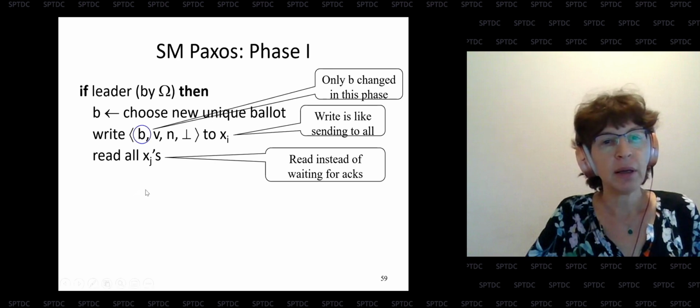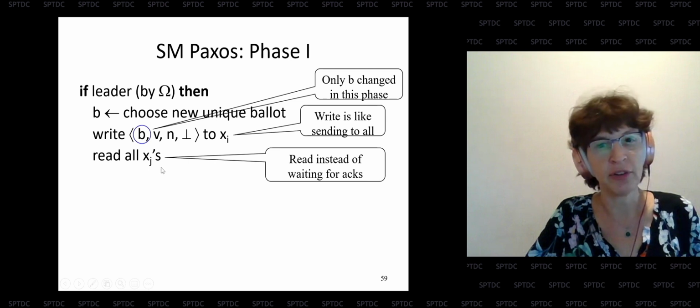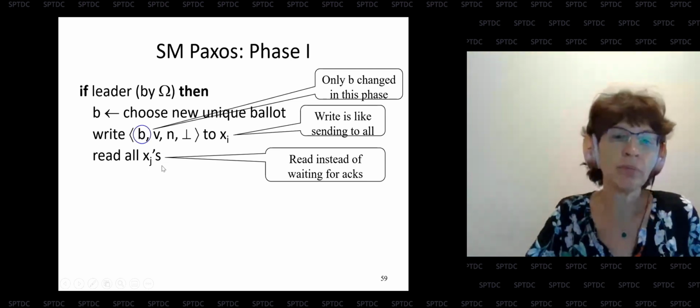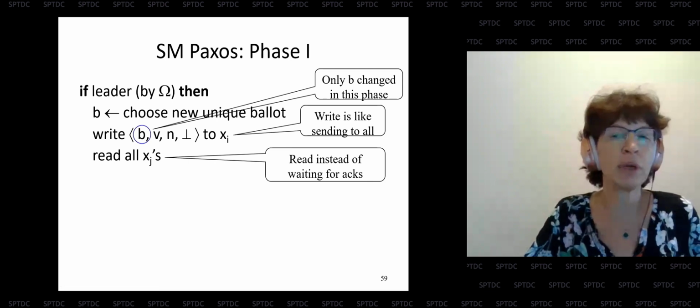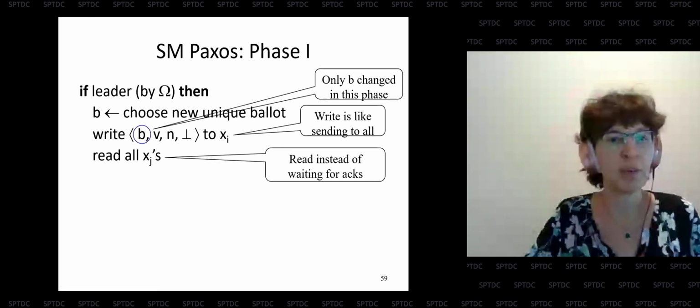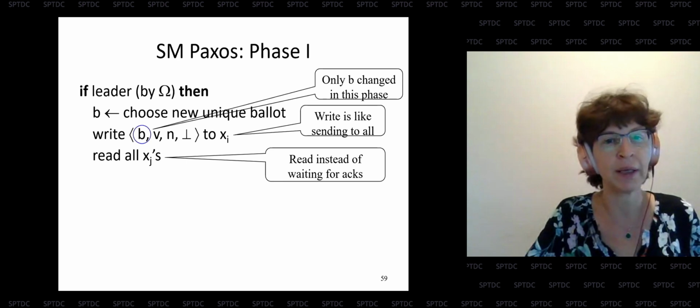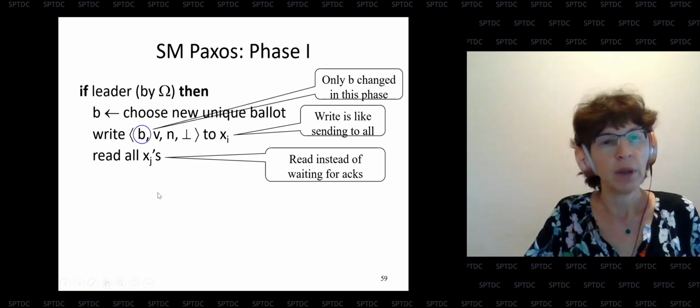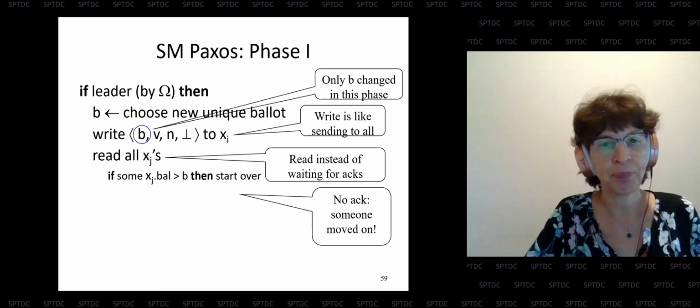And then after writing the ballot, it goes and reads all the registers of the other processes. In the message passing version, we would have waited for acknowledgements that we managed to write to them, but now we're not waiting for acknowledgements, we're just reading, because we're not talking directly to the processes, we're only using shared memory now.